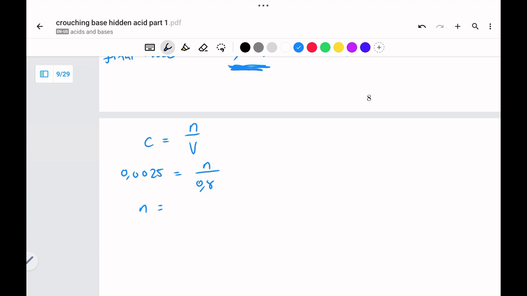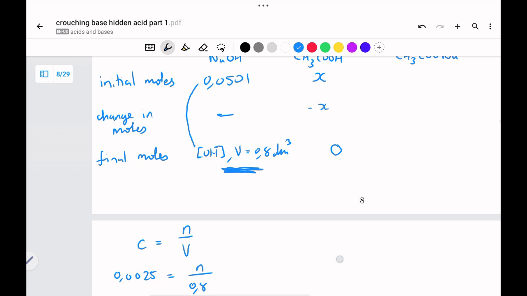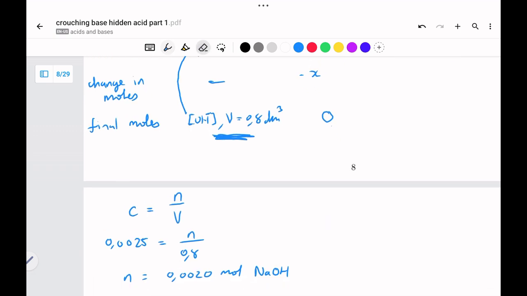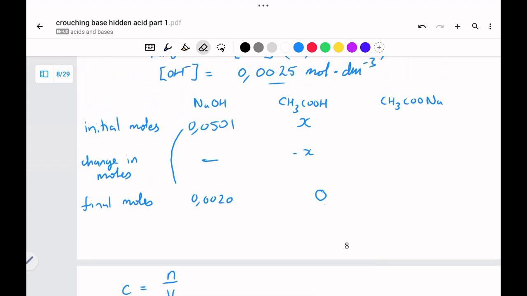So I get that's how many moles of sodium hydroxide I have in the final state. So let's get rid of this. Again, you don't need to write out the table. I'm just using it because I think it is instructive. Makes it easy on the brain.